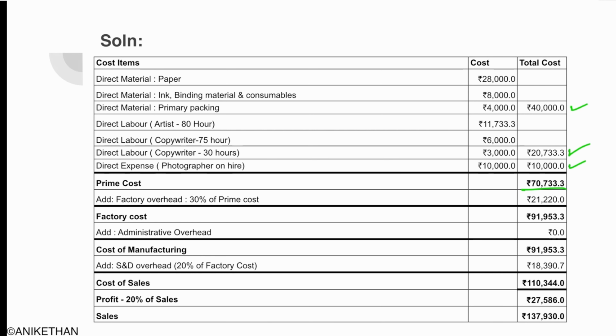Add 30% to that, you will get factory cost. There is no administration overhead. Then add 20% to the factory cost, you will get your cost of sales. Profit is 20% on sales. So sales you will get first, then you will get the balancing figure as your profit.